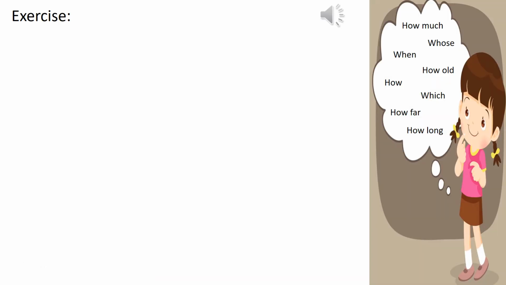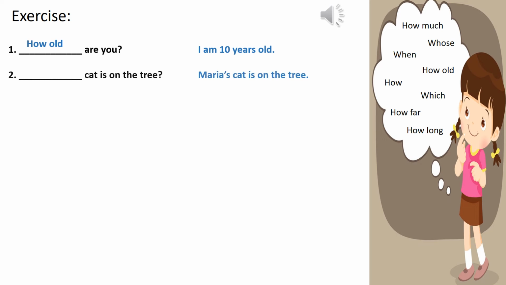Now we are going to solve some fill in the blanks. Number 1. Dash are you? I am 10 years old. This statement indicates age. So the answer is how old are you? Number 2. Dash cat is on the tree. Maria's cat is on the tree. It indicates the possessor. So the answer is whose cat is on the tree.